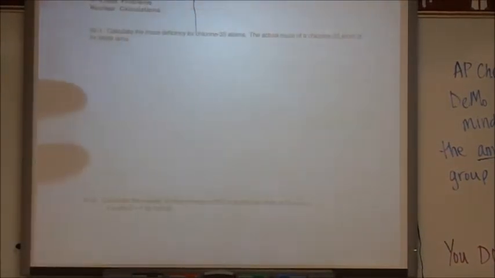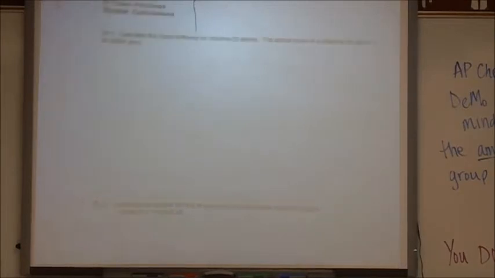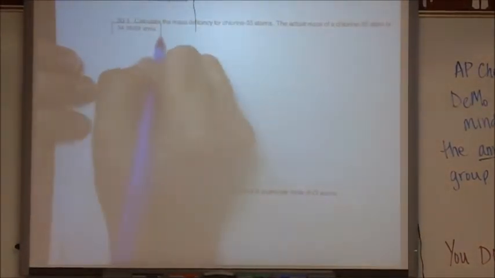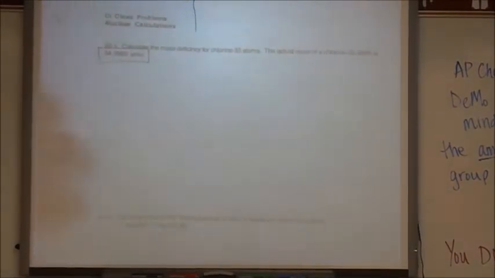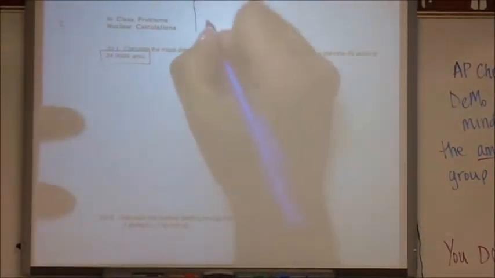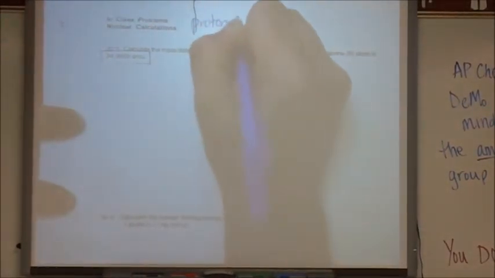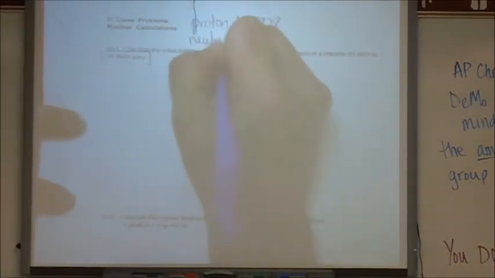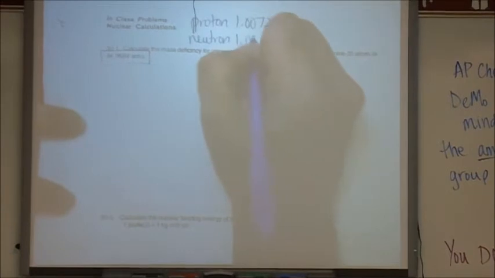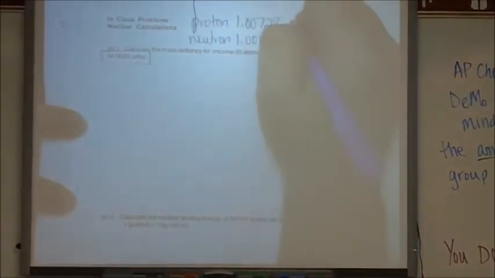Okay, so let's move on. And we are going to calculate mass deficiency here. This is what I was talking about, how a nucleus of chlorine weighs 34.9689. However, something's wrong there because we have 35 nucleons in the nucleus. So I'm just going to write down your masses again. A proton weighs 1.00728. A neutron, and what did it weigh? What was our units? Not the crazy units, the actual units. AMUs, or grams per mole.